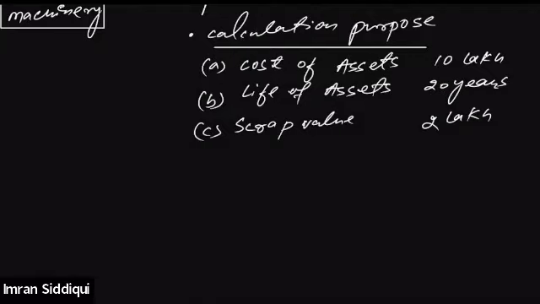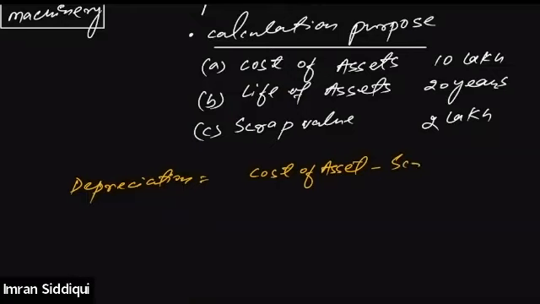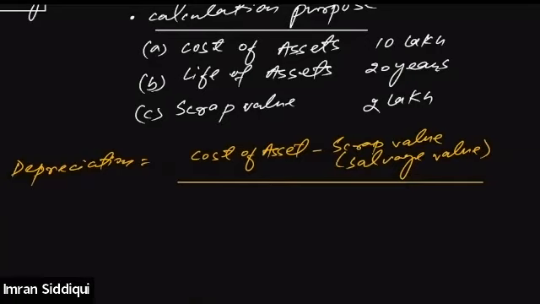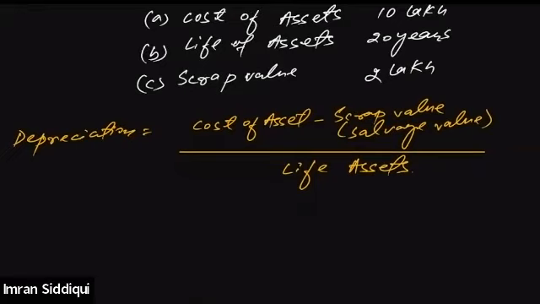We'll discuss various questions in this chapter. I'm just giving you a small example. If you are willing to find out the depreciation, you will apply this formula. Depreciation equals cost of asset minus scrap value, which is also known as salvage value, divided by the life of asset. You should have these 3 pieces of information, otherwise you won't be able to find out the value of the depreciation.